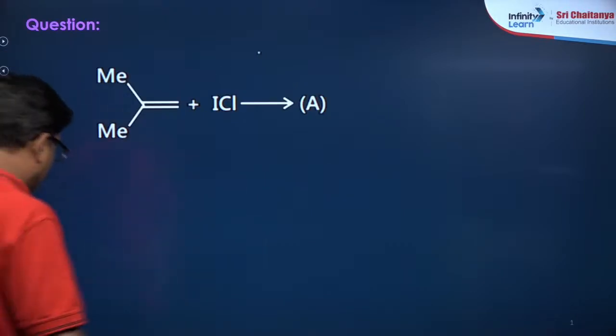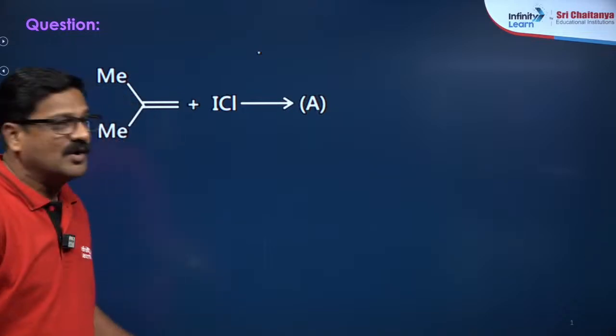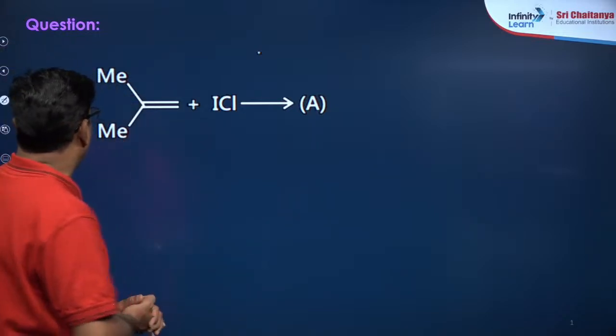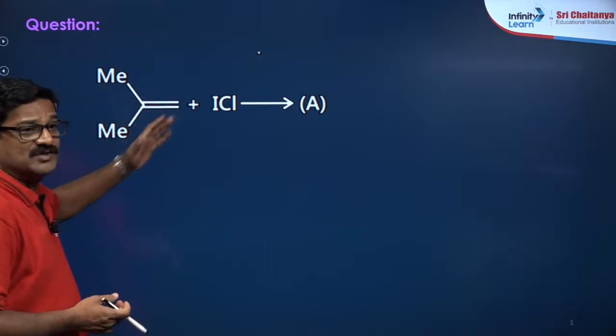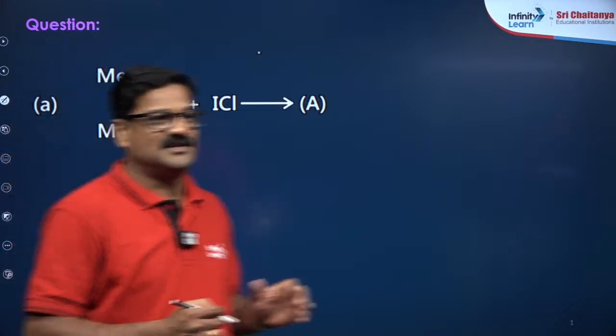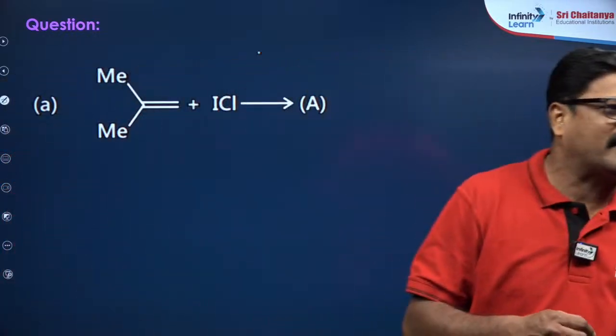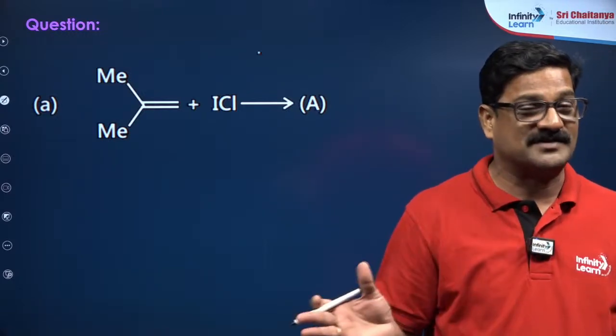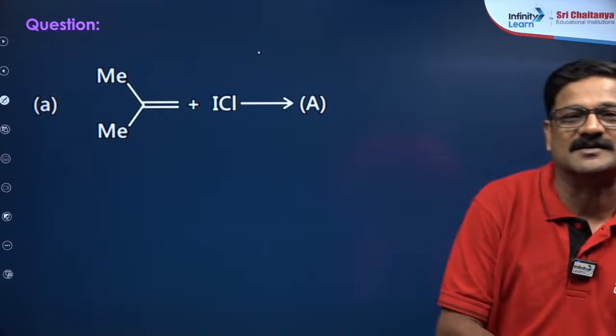So I just want to give you a question, my dear students. Who can give the answer for this? ICl is added to isobutylene. Who can give the answer? Quickly tell me the IUPAC name so that I can give you the answer.